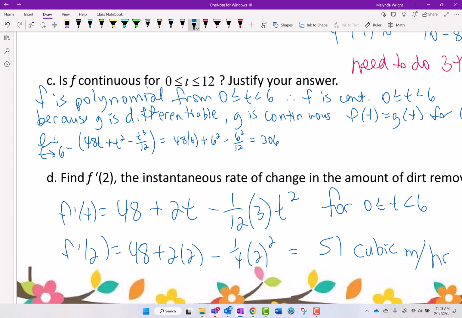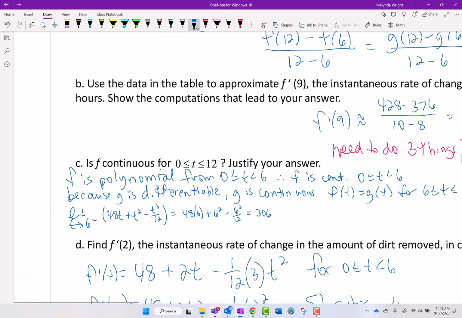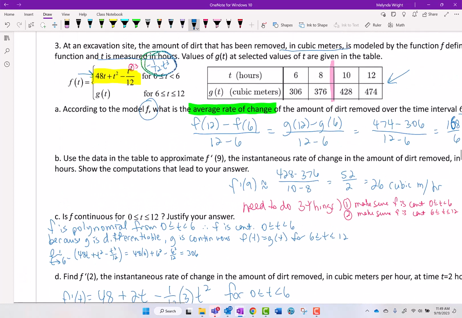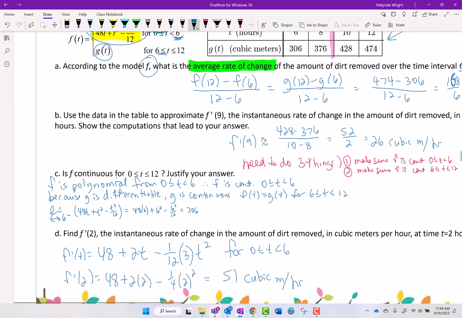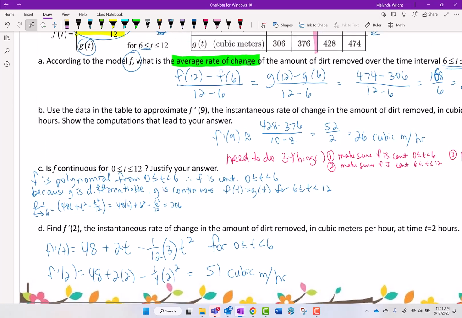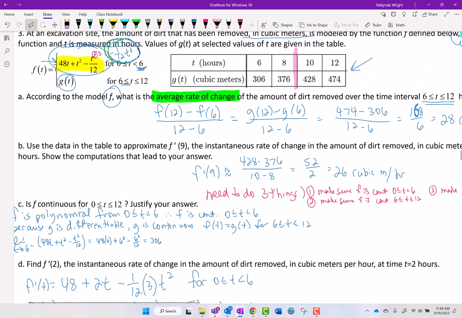Do we all understand why I'm saying that's from the left? Because that's the piece that's on the left of 6. If you look up here, here's 6. On the left of 6 is this piece. On the right of 6 is the table. Okay, so if we're going to 6 from the right, we're going to hit 306.